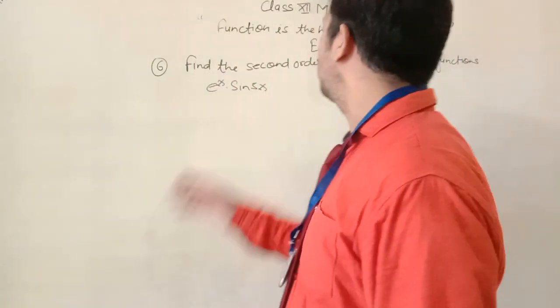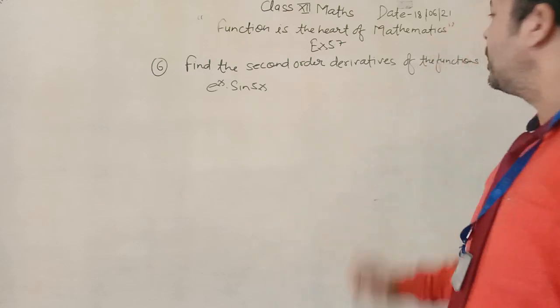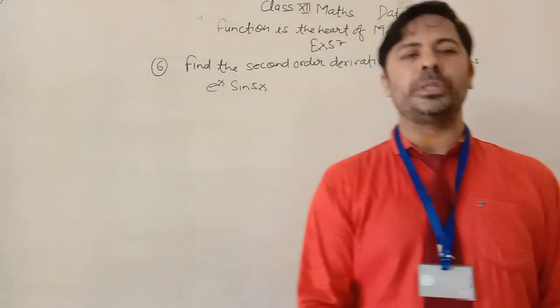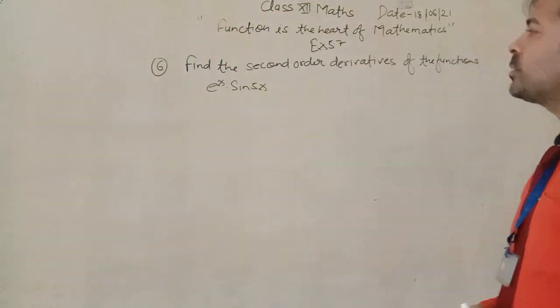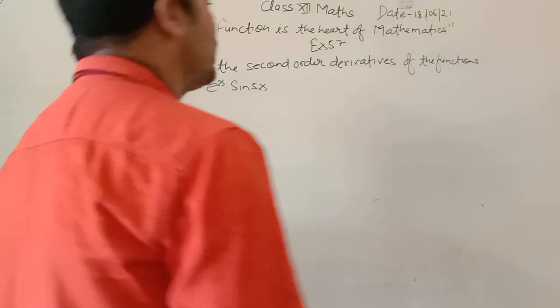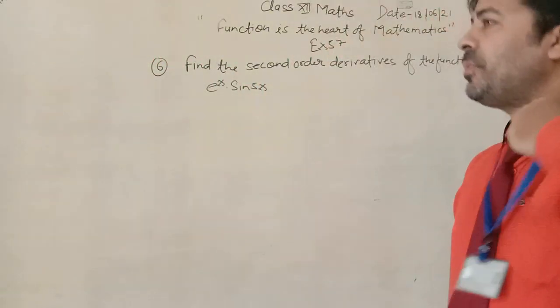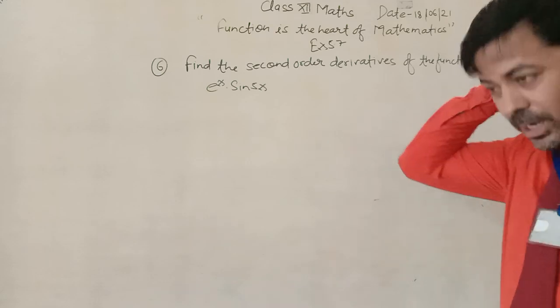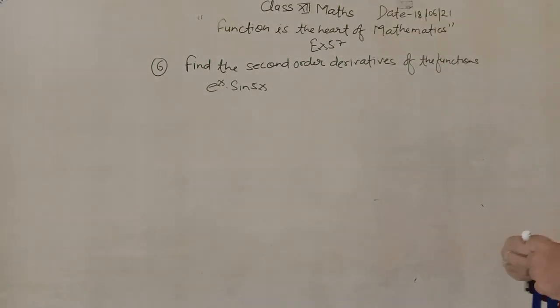This is exercise 5.7 and today's date is 18th of June 2021. This is exercise 5.7 and it is question number 6. Find the second order derivative of the function e to the power x into sine 5x. You need to find the second order derivative.